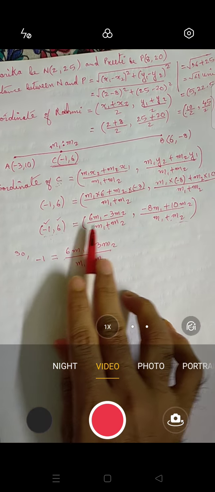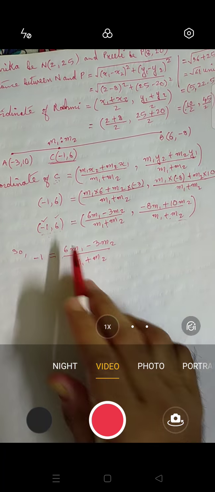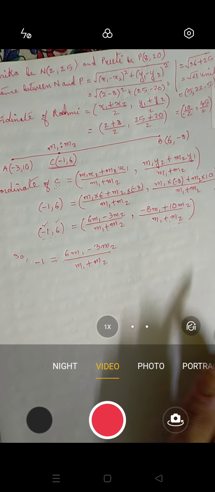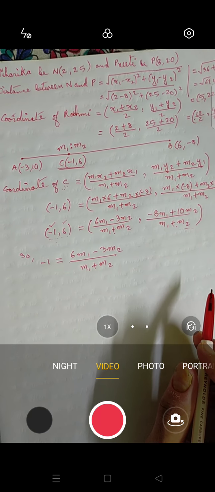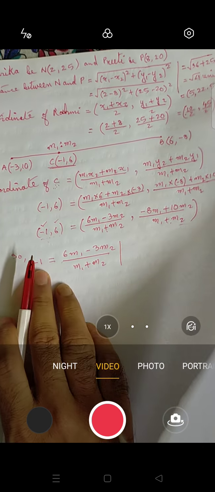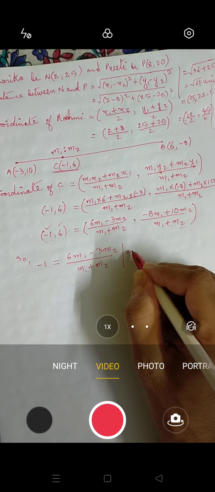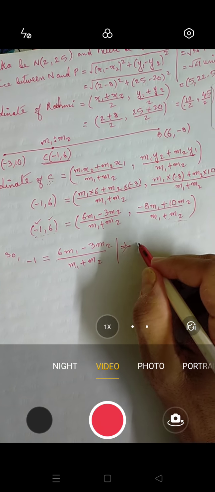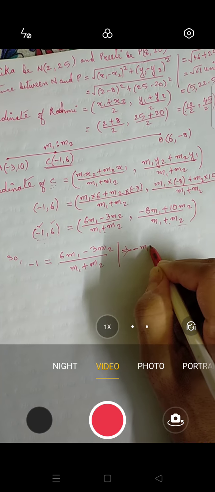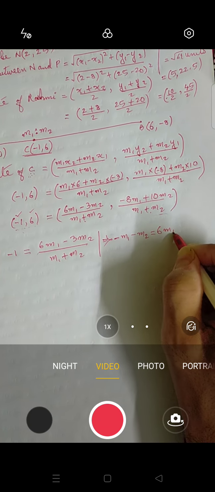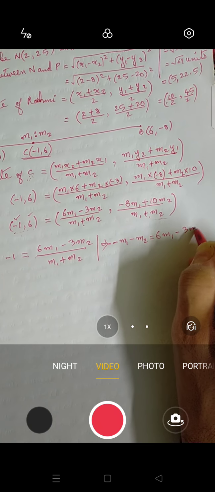This first one and this first one is same. You can take other also, 6 equals to this, your choice. Okay? So I have taken this number. Any problem? Okay. Now I am saving my page. You can write next line. Now this m1 and m2 I am multiplying over here. So I will be getting minus m1 minus m2 equals to 6m1 minus 3m2. Any problem?